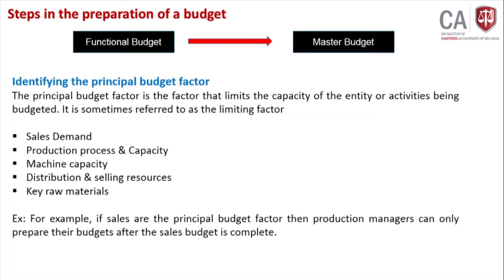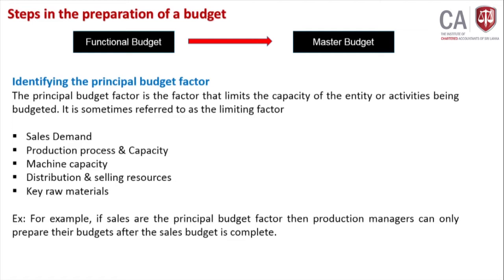Or activities being budgeted, it's sometimes referred to as the limiting factor. Yes, limiting factor basically. For some organizations it can be sales demand. If you have limited sales demand, your principal budgeting factor, you have to start with sales. Second, production process and the capacity. Sometimes sales demand is there, but your capacity is limited. You don't have a proper or fully automated, sophisticated business process. So that is the limiting factor. With capacity, even though you have much more demand, this is the production that I can produce.